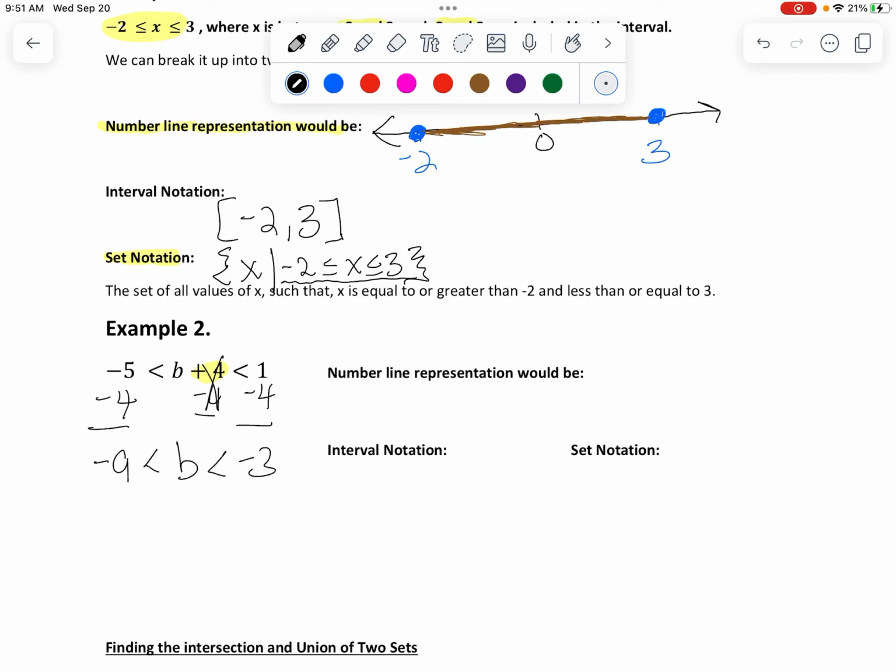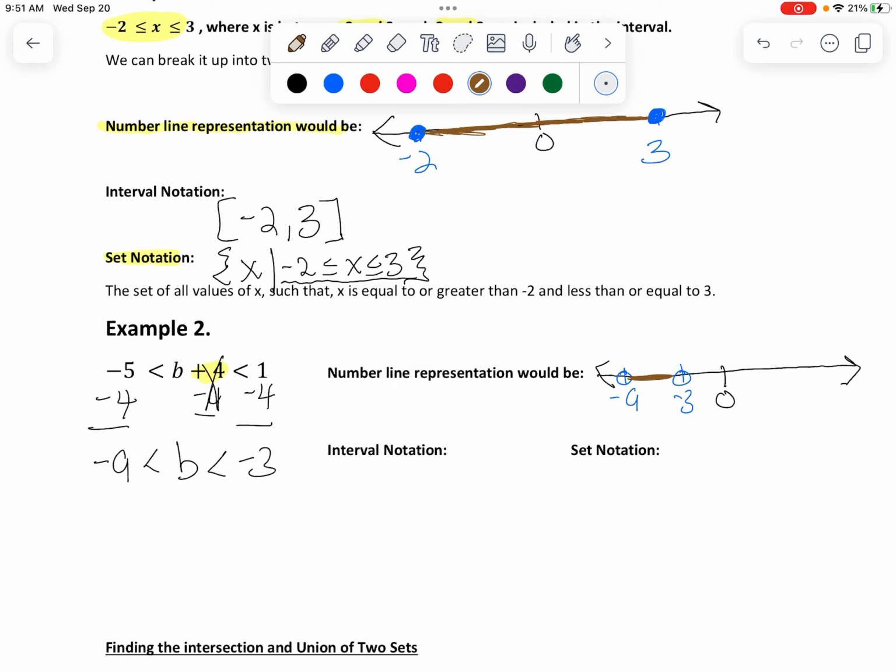And now you have your inequality, and that's what we would represent on the number line to show all the solutions. Start with 0. My left bound is -9. Then my right bound is -3. That -9 is open because it's less than, not equal to, and same thing for the -3. And then all you would do is shade in here to show that it includes all the values greater than -9 but less than -3.